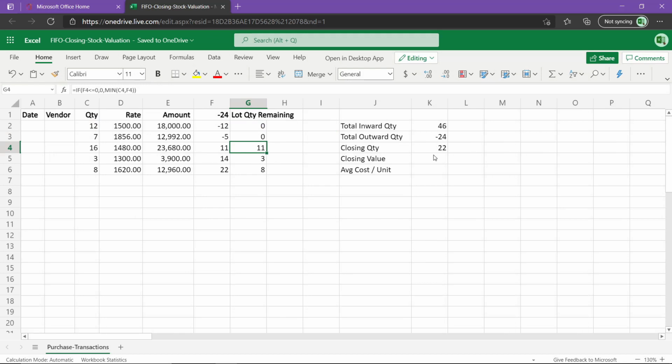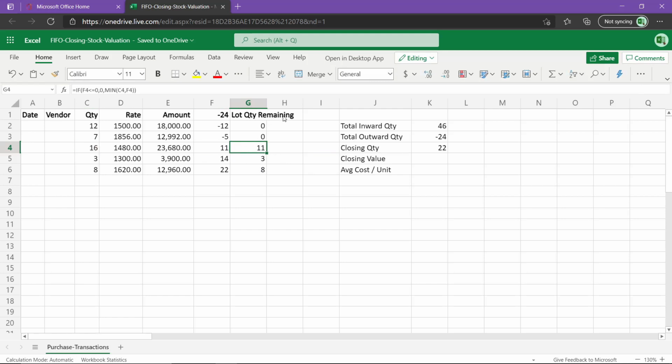Okay, now 22 quantities were remaining. Let me total it up. 22. So this way we can ascertain what quantities from the respective lot are there in the stock. Now why I applied MIN: because at the cutoff, a partial quantity of the lot was remaining. So I had to apply this MIN formula.